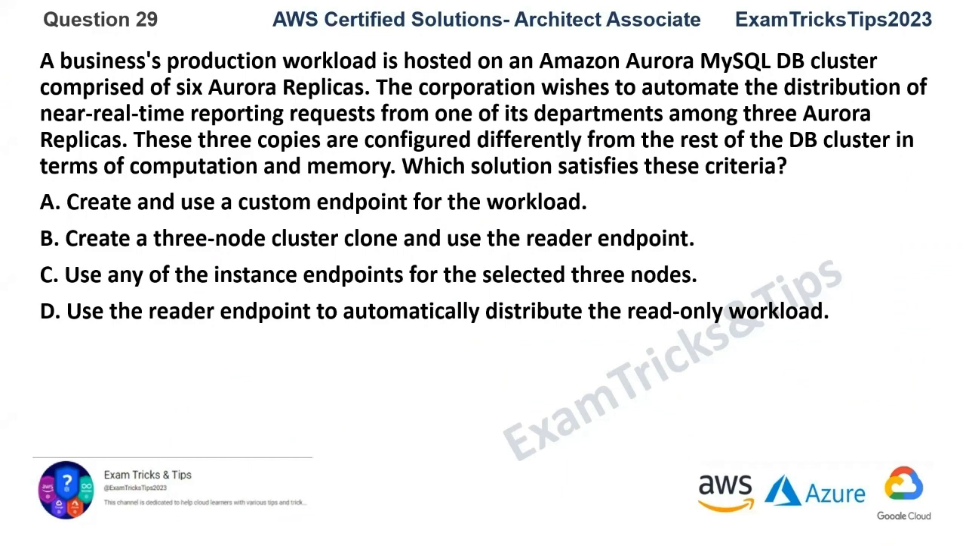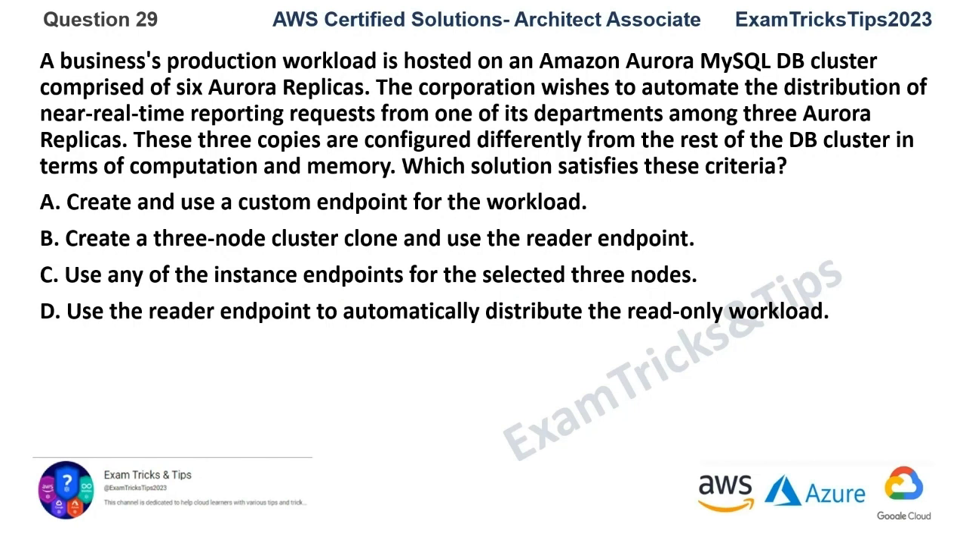Question number 29. A business's production workload is hosted on Amazon Aurora MySQL DB cluster comprised of 6 Aurora replicas. The corporation wishes to automate the distribution of near real-time reporting requests from one of its departments among 3 Aurora replicas. These 3 copies are configured differently from the rest of the DB cluster in terms of computation and memory. Which solution satisfies these criteria?